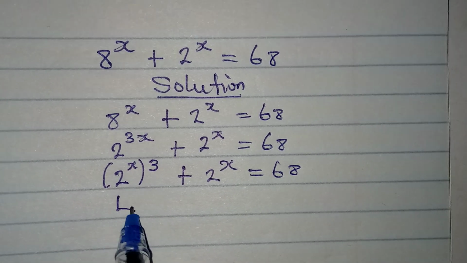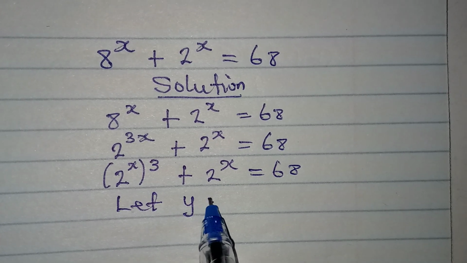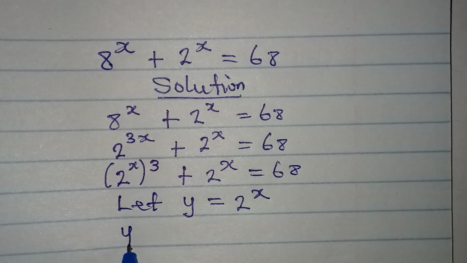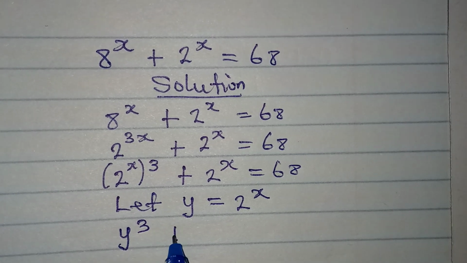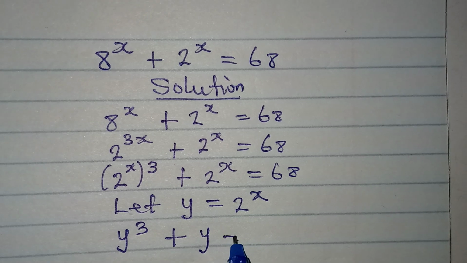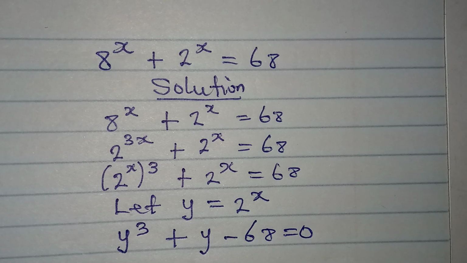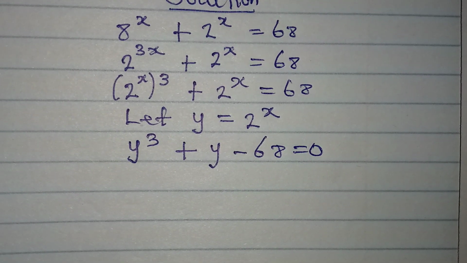Now, let a letter represent 2 to the power of x. So let y be equal to 2 to the power of x, so that here we shall have y cubed, y to the power of 3, then plus here we shall have y. Bring 68 to the left, we have minus 68, and then everything is equal to 0. Now what do we do from here?